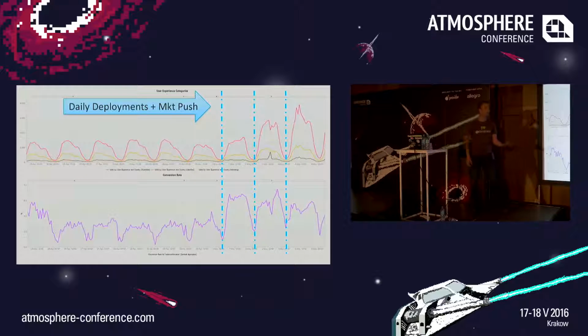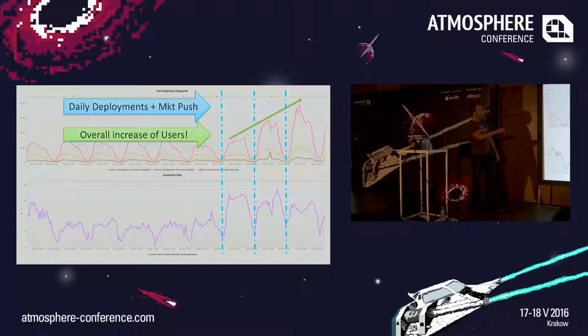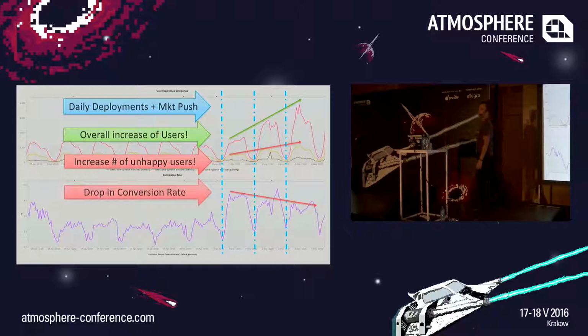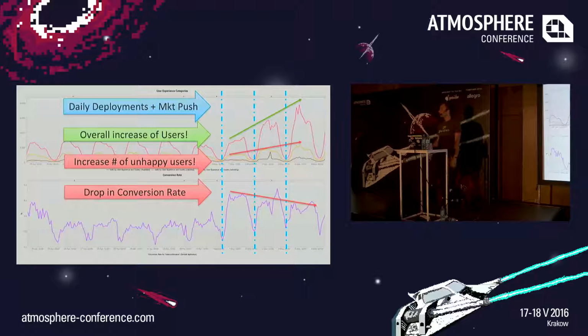also had a big marketing push, sending out emails to get more people to the website, which was great because what they actually saw is that overall, the number of users went up and also the number of happy users went up. Unfortunately, at the same time, they also increased the number of unhappy users, and that had a direct correlation with the number of people that actually converted, that actually bought something on the system.